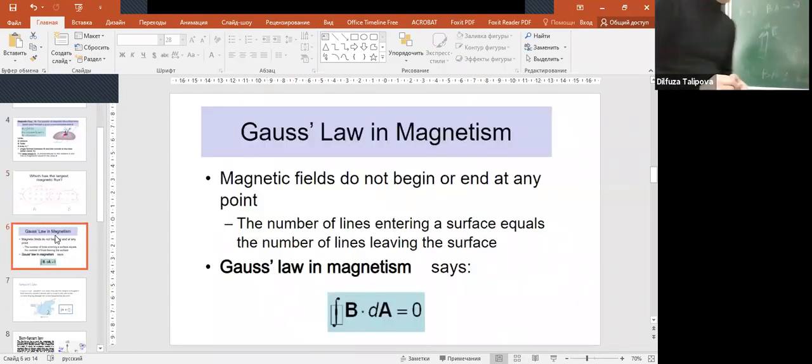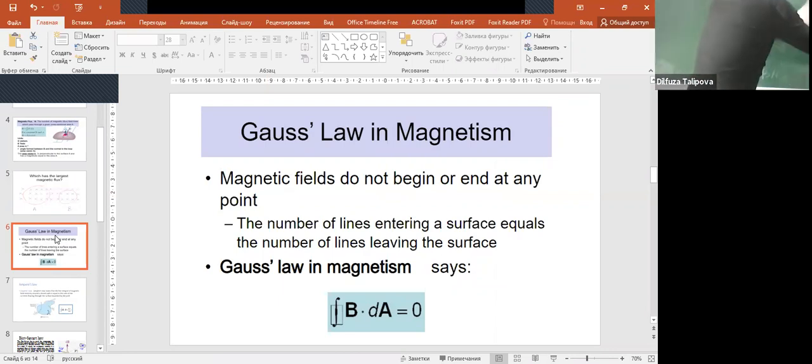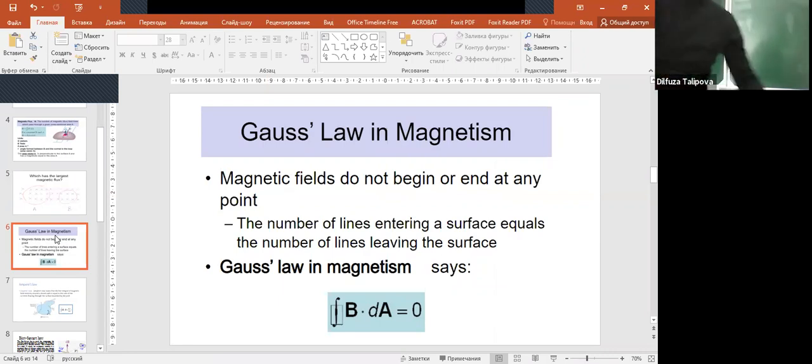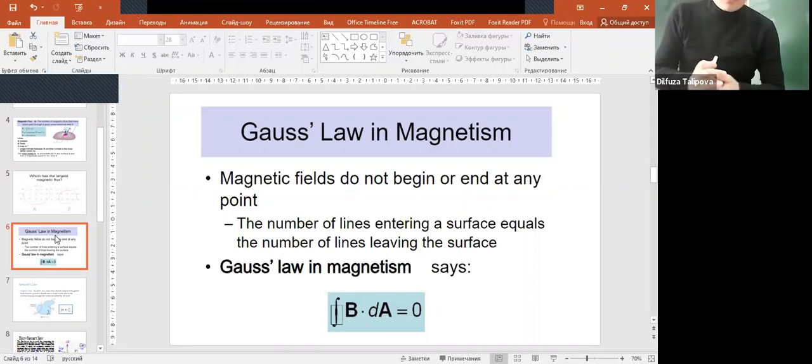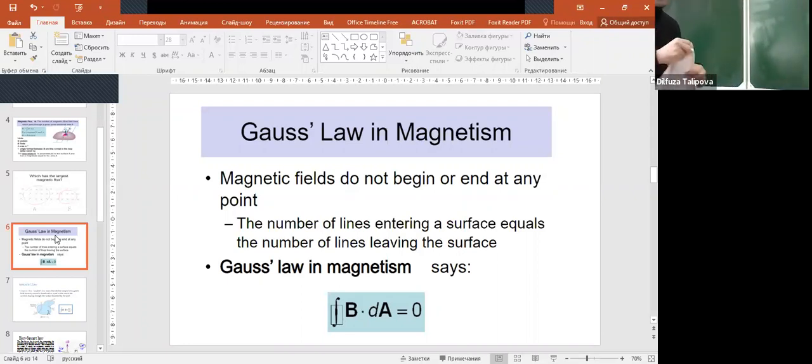So Gauss law in magnetism. We saw with you Gauss law in electricity, but now we will see Gauss law in magnetism. So Gauss law for magnetism.